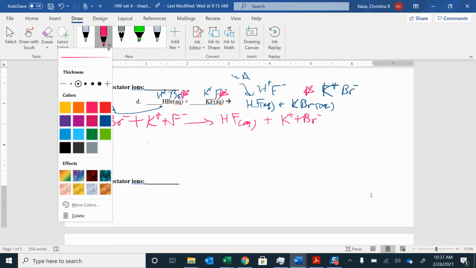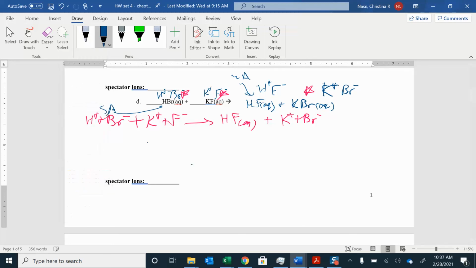So then we can cancel things that are the same on both sides. I've got potassium, I've got bromine, and so my final net ionic equation looks like H plus, F minus gets me HF, and that's what happens when we form a weak acid. My spectator ions are potassium and bromine. So yeah, just be careful with the weak acids.